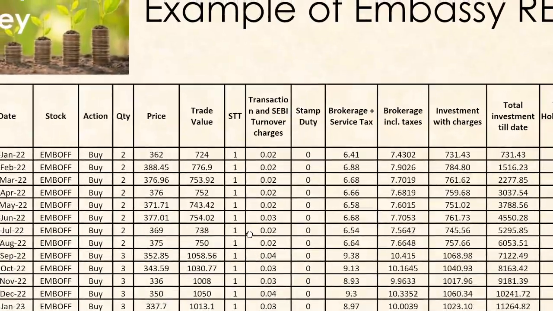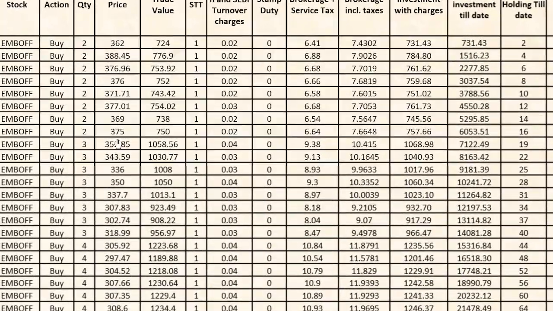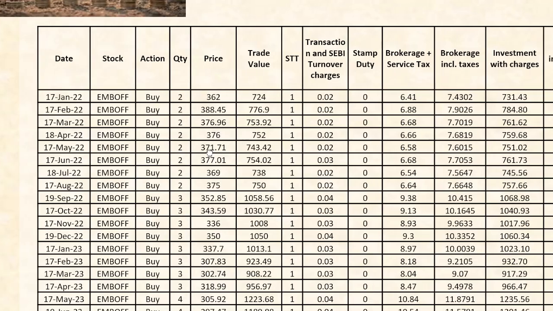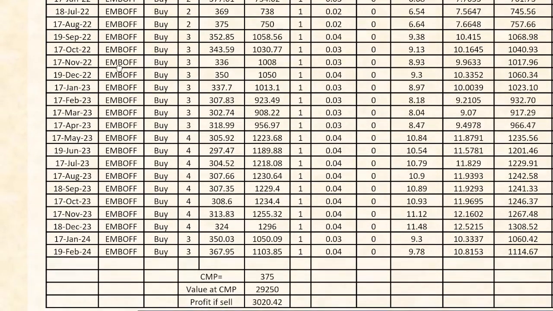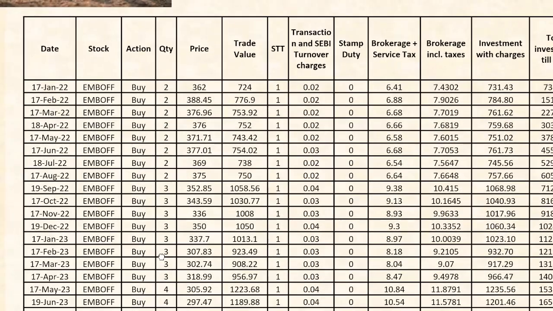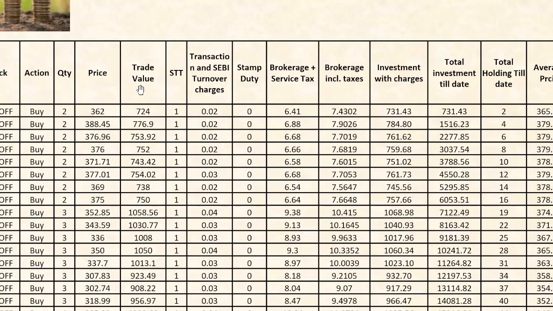Here I am taking an example of Embassy. I had told you that these are some of the REITs that you can use. Okay, what I have done here is a back testing, starting with the data of Jan 2022 to Feb 24. What I have shown here is that every month you are trying to buy two units of this at the given price on a certain date. Every 17th or 18th I have bought this, and I have also shown you the trade value and the charges.